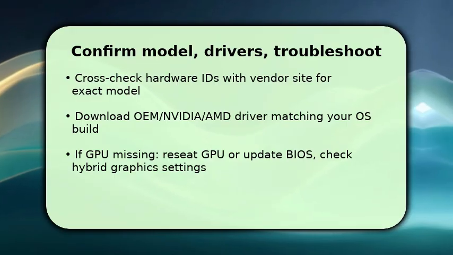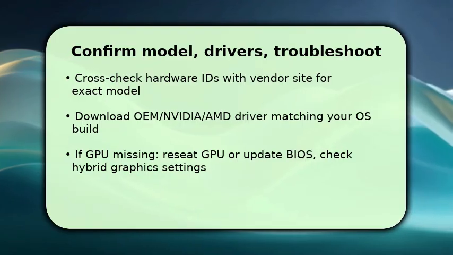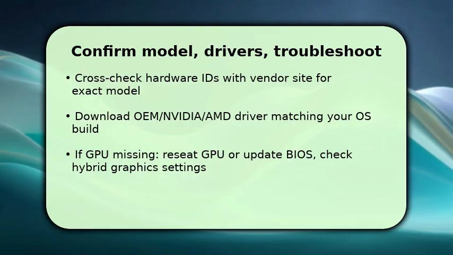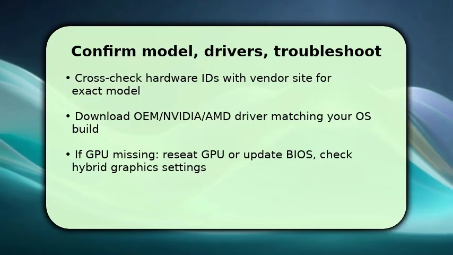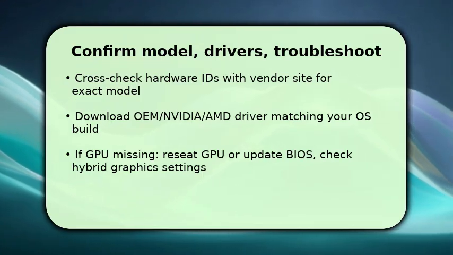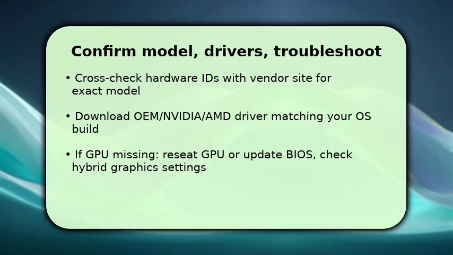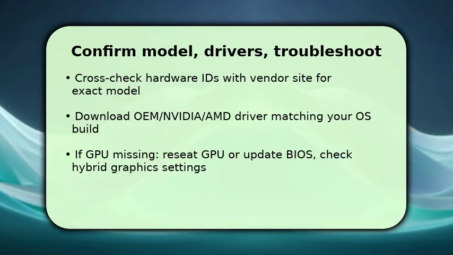Then download and install the matched driver from the OEM or NVIDIA/AMD. Use release notes to confirm support for your OS build. If the GPU doesn't appear or behaves oddly, reboot into BIOS to check hybrid graphics or discrete GPU enablement, update BIOS and drivers, and as a last resort, reset the module or contact support. This resolves.